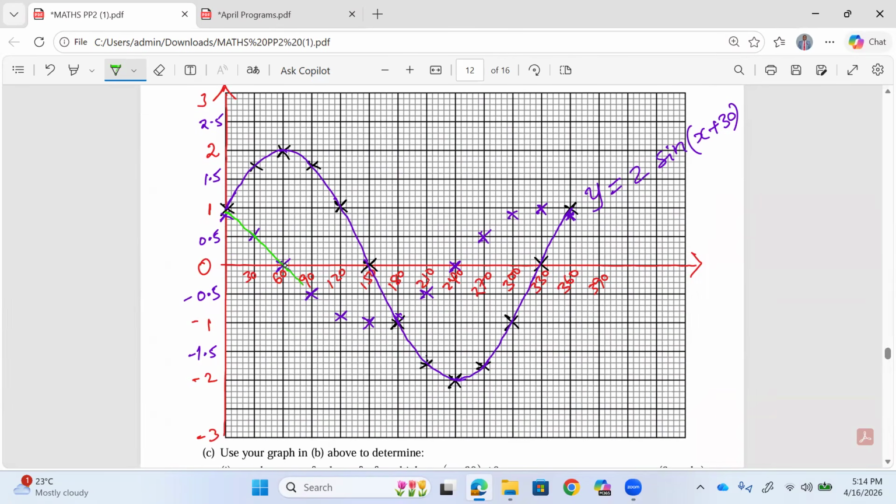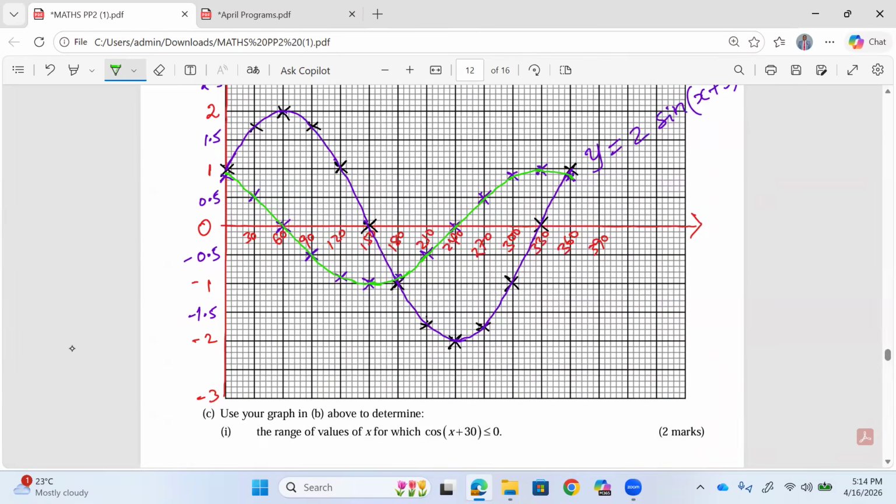When we talk about a smooth curve, this is what we mean by a smooth and continuous curve. Smooth and continuous. So now the green curve.